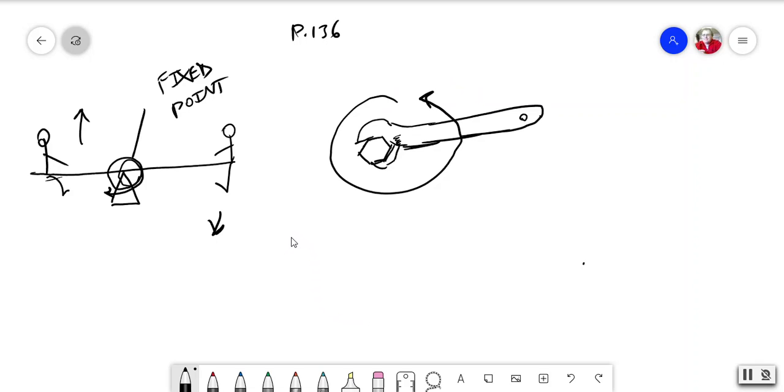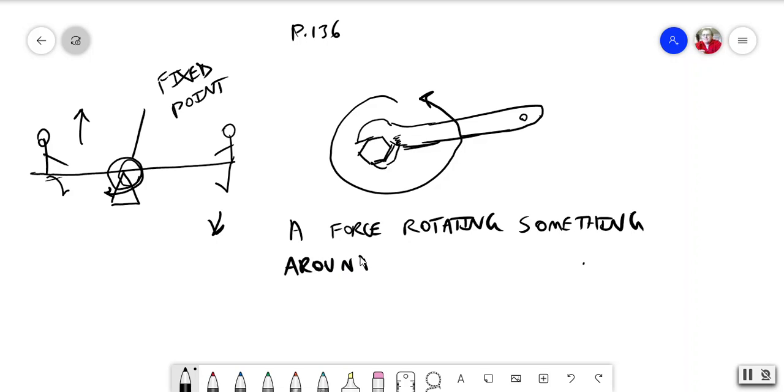So a force rotating something around a fixed point is called torque.